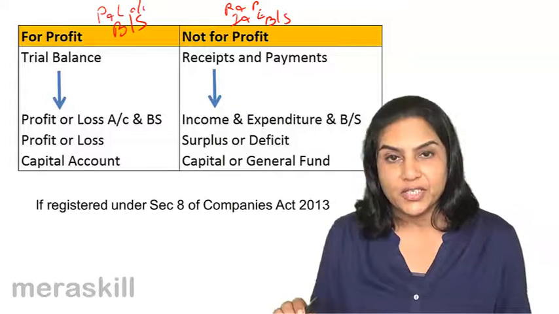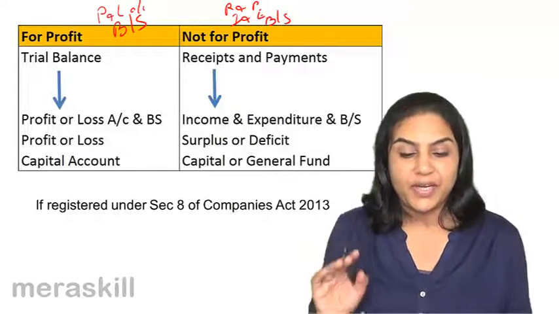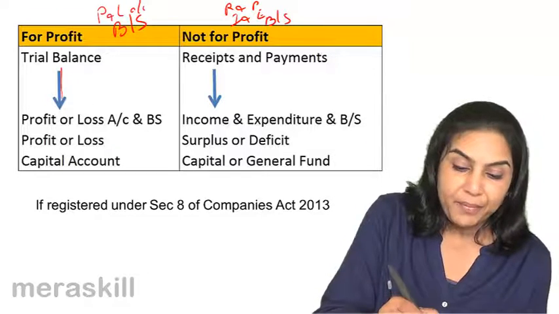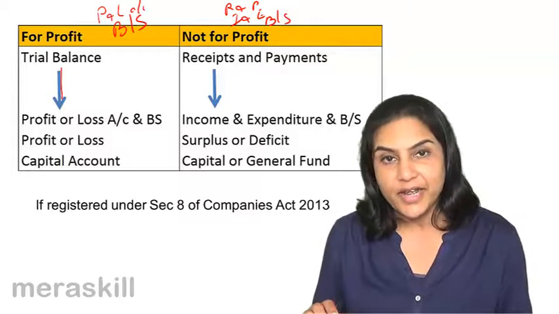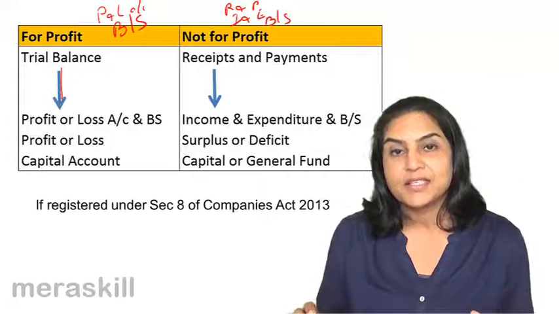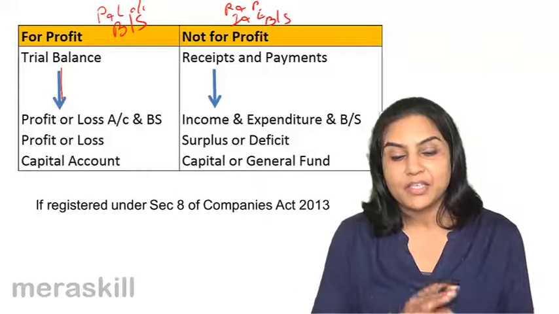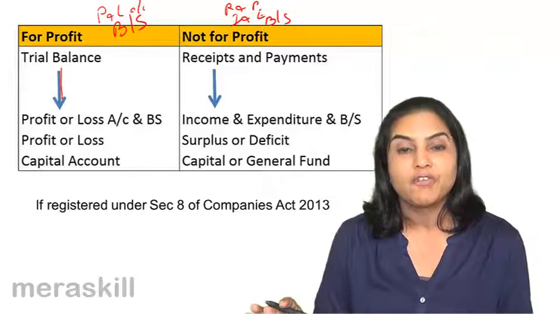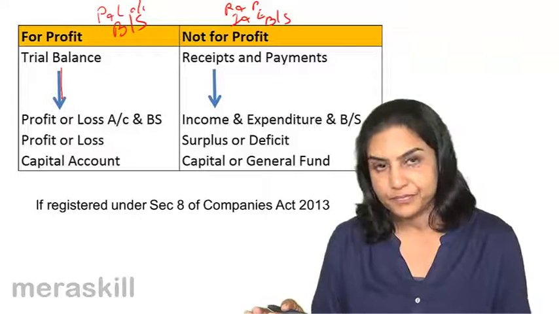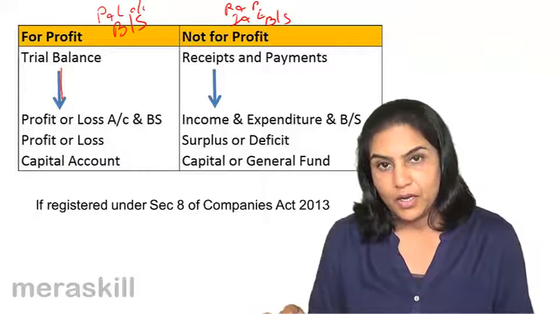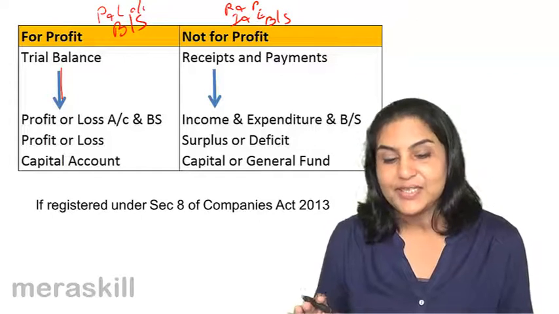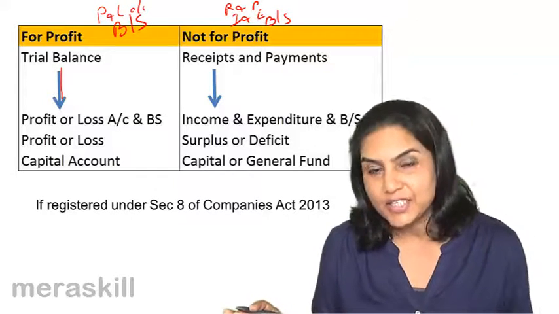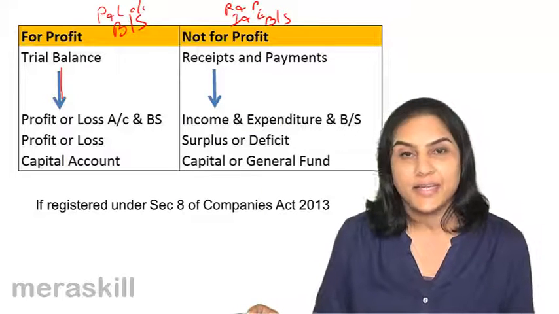The profit and loss account and the balance sheet, or the final accounts of a profit organization, are prepared from a trial balance. What is a trial balance? A statement consisting of the debit and credit balances of all accounts. The debits consist of assets and expenses, and the credits usually consist of liabilities and incomes.